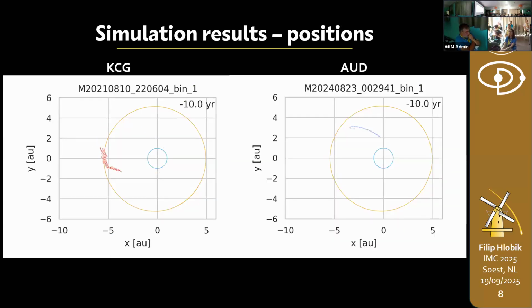Now, taking a more detailed look at the first 100 years, we can see that the Kappa-Cygnids start getting perturbed quite soon, and after the 50 years, also the August Draconids.